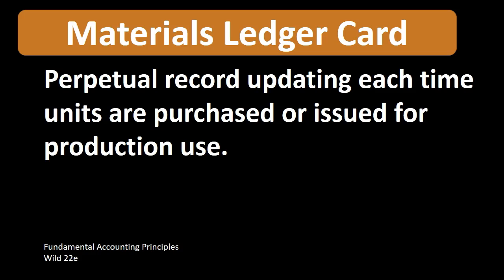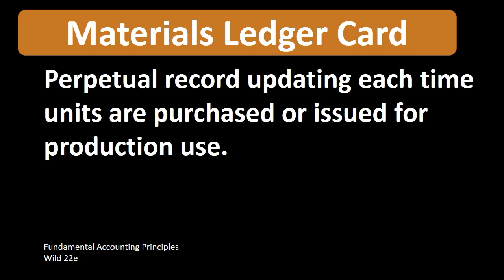When considering the term Materials Ledger Card, we're usually thinking of a manufacturing company, one that produces inventory, starting from the raw materials, moving it to work in process, ultimately to finished goods, that inventory being what is available for sale, at which time of sale it transfers from finished goods to the cost of goods sold expense account. The Materials Ledger Card is dealing with the tracking of the raw materials at the beginning of that production process.